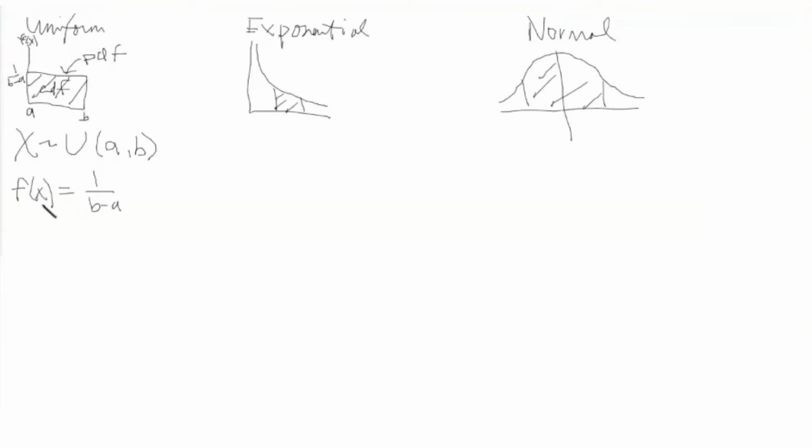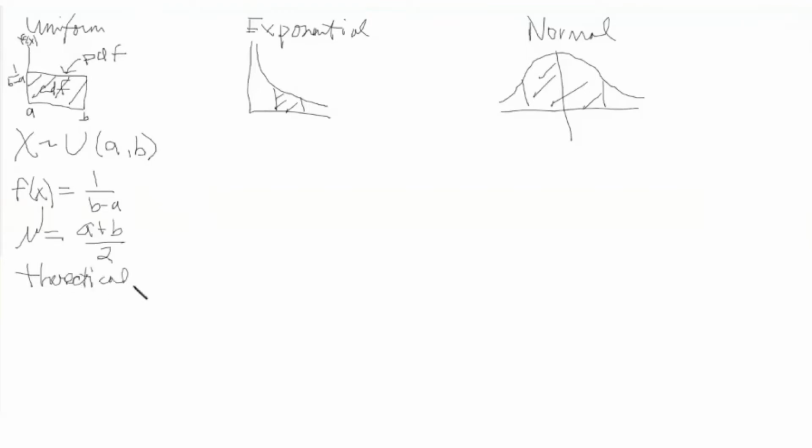So the formulas, once again, for the uniform distribution are your f of x, which is your probability density function, is going to be 1 over b minus a. Mu, which is your mean, is going to be a plus b divided by 2. And this is your theoretical mean. It's important to recognize that this is called your theoretical mean.